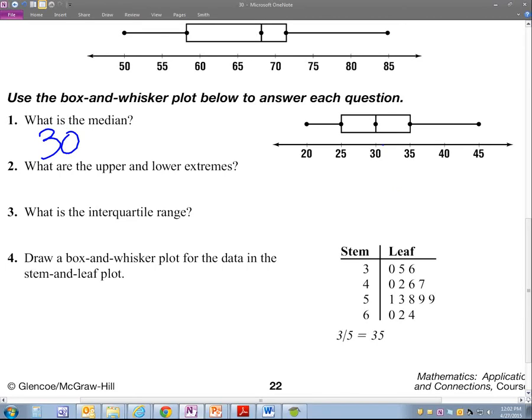What are the upper and lower extremes? Okay, what is the lower extreme, Andrew? 20. Okay, what is the upper extreme, Potter? Okay, lower is 20. Upper, you said 45? Yeah. I agree. Simple stuff, right? What is the interquartile range?